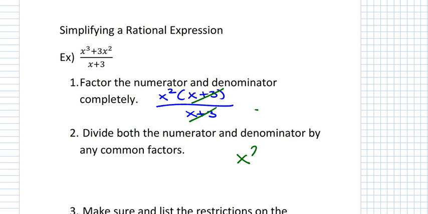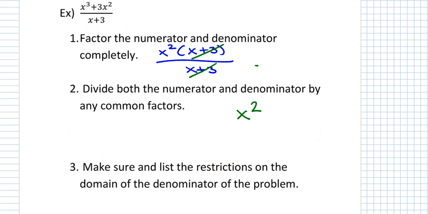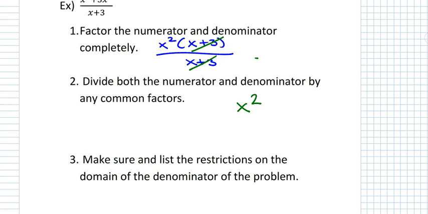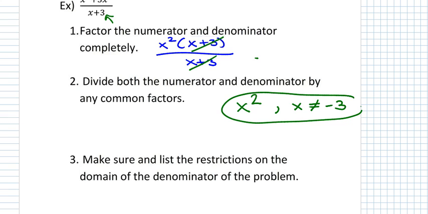So you're left with x squared. The last thing it says to do is to make sure and list the restrictions on the domain of the denominator, meaning what number can you not put into the denominator here? And if you said negative 3, you are correct, and so your answer would be x squared, and then you'd put a comma and say x cannot equal negative 3, because that would make the denominator equal to 0.